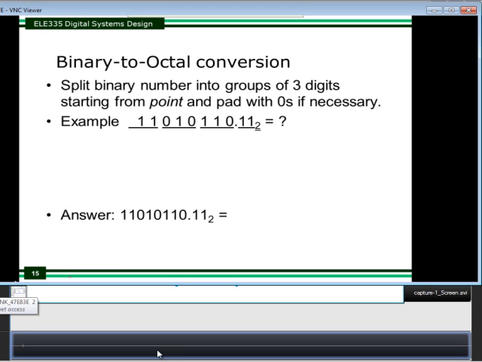Binary to octal conversion. Just as simple. Now every 3 digits in binary can be converted into a single octal digit. Starting at the decimal point, we can group in 3s, going left or going right. So we're missing a binary digit there. So this becomes 326.6 to the base 8. Simple.